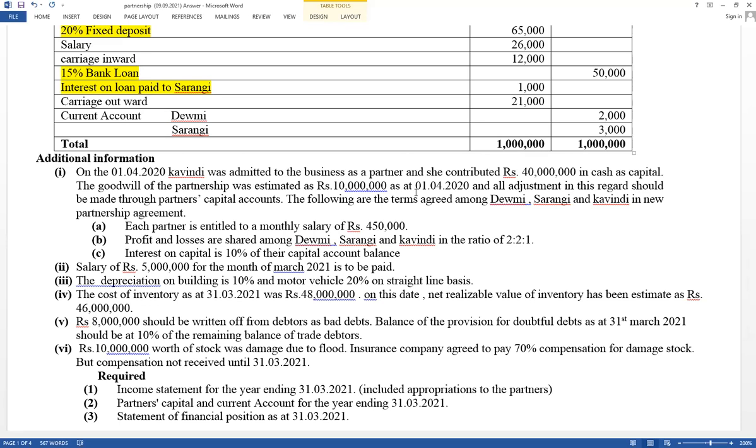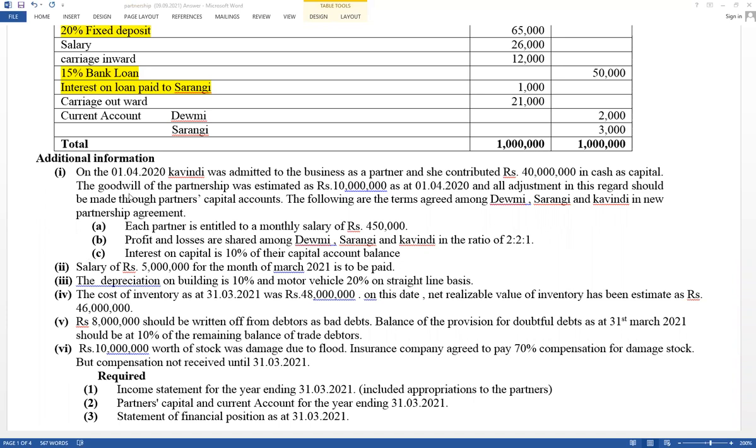Therefore, the new partner is also available during the accounting period. Therefore, profit is relevant for the new partner also. Therefore, in the profit appropriation account, all three partners should be included.